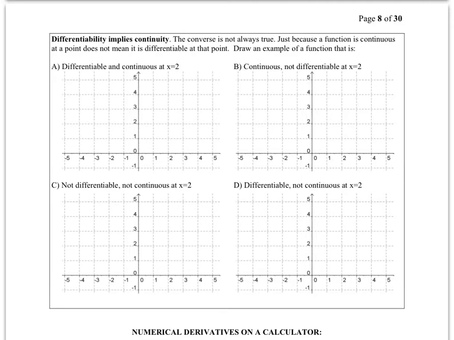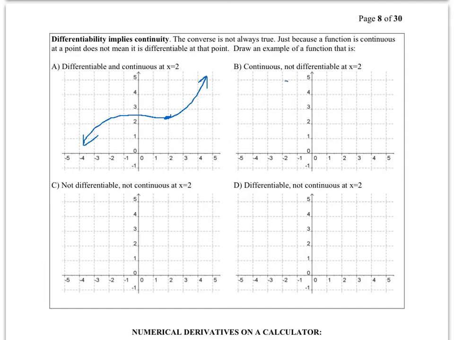So we're going to take a look at 4 graphs right now, and the first one is going to be differentiable and continuous at x equals 2. So that could be any function as long as it does not have a vertical tangent, a cusp, or a corner at x equals 2. But at this location, there's no jumps, there's no holes, there's no gaps, and it is a smooth function in the sense that the derivative from the left would equal the derivative from the right. For graph B, we're trying to draw a graph that is continuous but not differentiable at x equals 2.